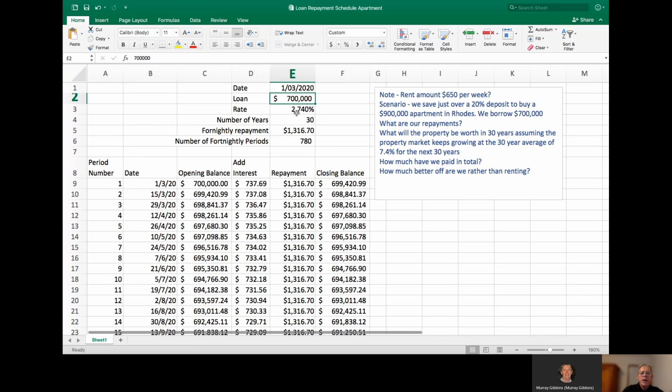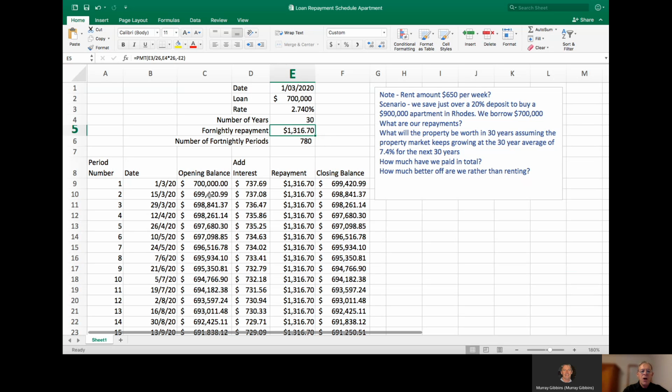Then let's work out the rate. We'll go 2.74 divided by the rate per fortnight, divided by 26, equals, hit I/Y. Then we'll key in 30 times 26 equals 780, and then we'll hit N. We've got the three main variables in. We'll go compute payment. And if you've done that correctly, as long as you've got it on an ending annuity, not a beginning annuity, you'll get 1316.70.